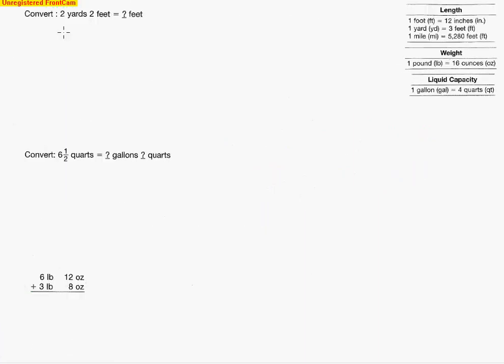And here's another one. 2 yards, 2 feet to how many feet? Well, let's start with the 2 yards. And so I've got 2 yards over 1, and I'm going to multiply by the conversion factors. The conversion factor here, 1 yard equals 3 feet. So I'm going to put the 1 yard on the bottom, 3 feet on top, because I want to cancel out yards. And so when I go ahead and do that, I multiply and I get 6 feet.